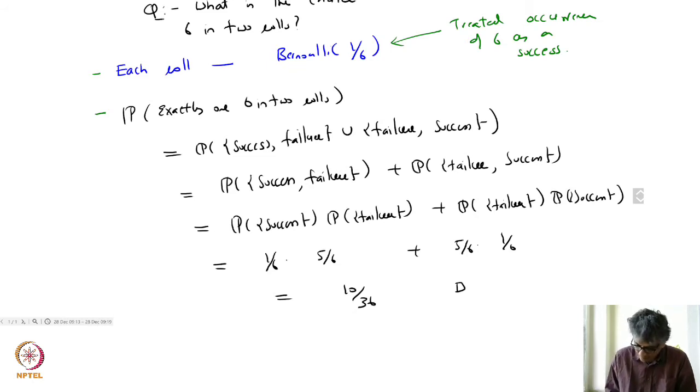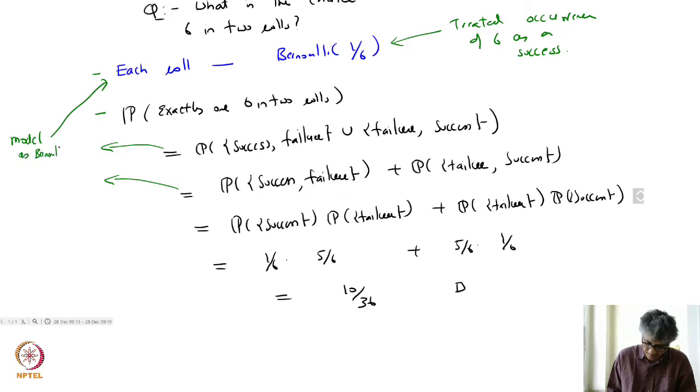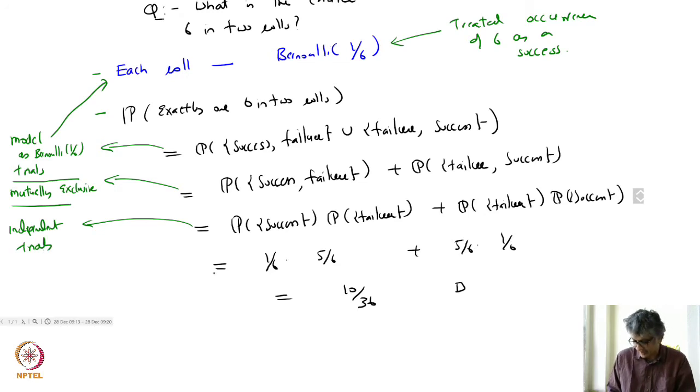So just to reiterate, what all did we use? We did two things. We modeled each roll as a Bernoulli experiment. That's what we did to get this. And then at this step, we use the fact that they were modeled as Bernoulli 1/6 trials. And here we use the fact that they're mutually exclusive, so they're disjoint events, so you could add them up. And here we use the fact that they're independent. And here I use the fact that they're Bernoulli.